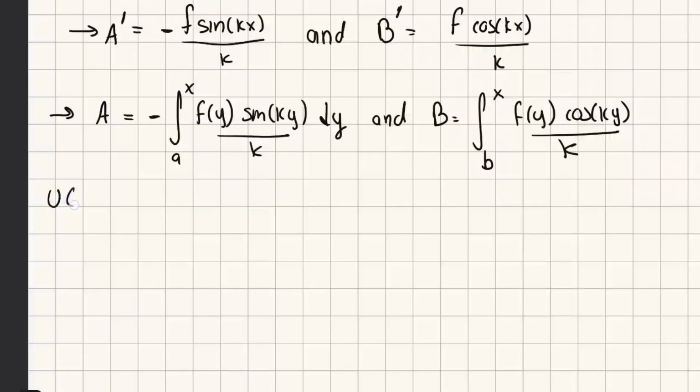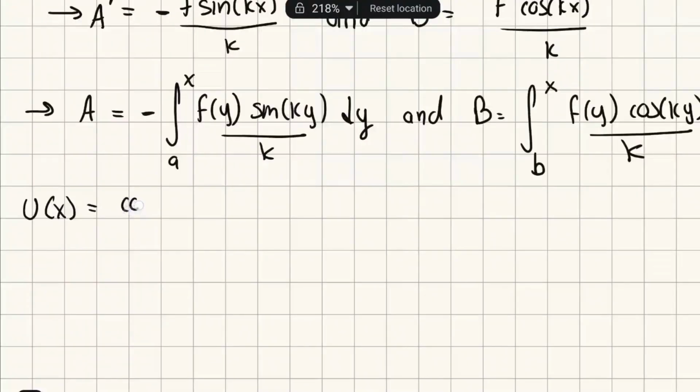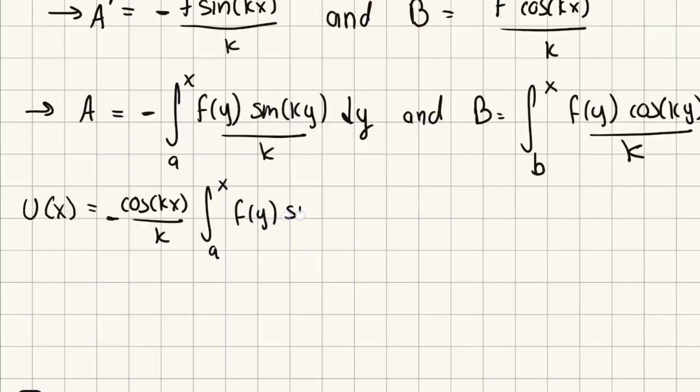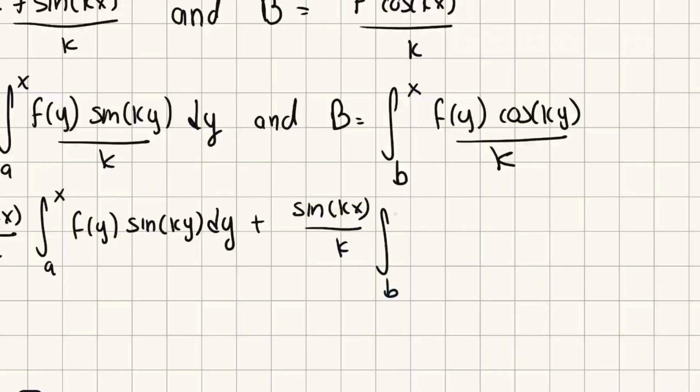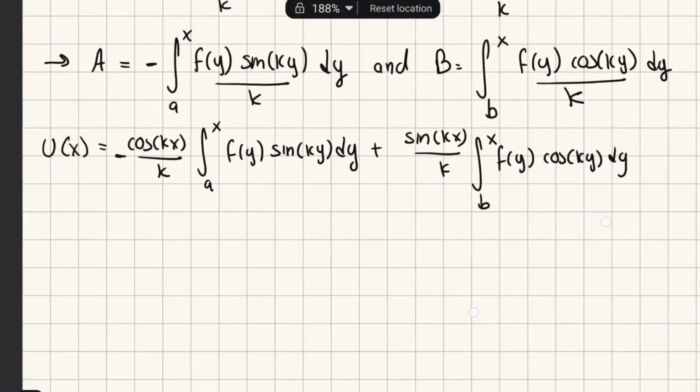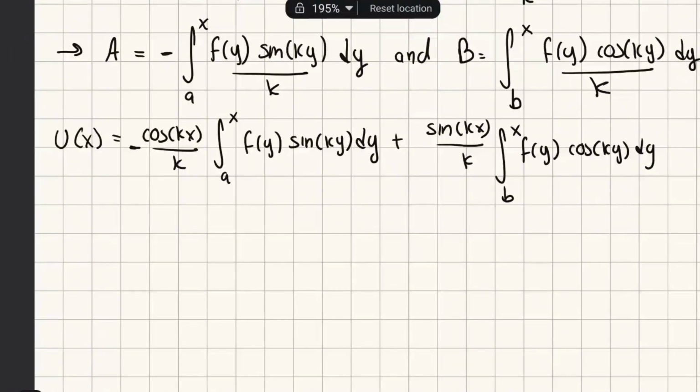So we had that u of x was equal to a times the cosine, right? So we will have here cosine of kx divided by k, for this a a minus here, and then the integral from a to x of f of y sine of ky dy, and then plus b times the sine, right? So we will have here sine of kx divided by k, the integral from b to x of f of y cosine of ky dy. And I forgot dy here. Okay, perfect. So this will be the whole solution u of x.